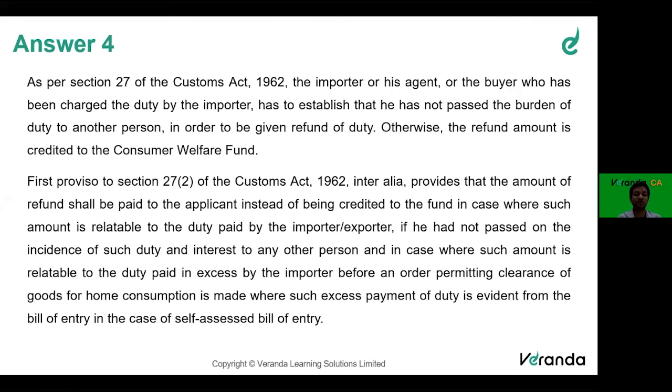So the first proviso to section 27(2) provides that the amount of refund shall be paid to the applicant instead of being credited to the fund, where such amount is relatable to the duty paid by the importer or exporter if he had not passed on the incidence of duty and interest to any other person, and in case where such amount is relatable to any duty paid in excess by the importer before an order permitting clearance for home consumption is made, where such payment of duty is evident from the bill of entry in case of a self-assessed bill of entry.